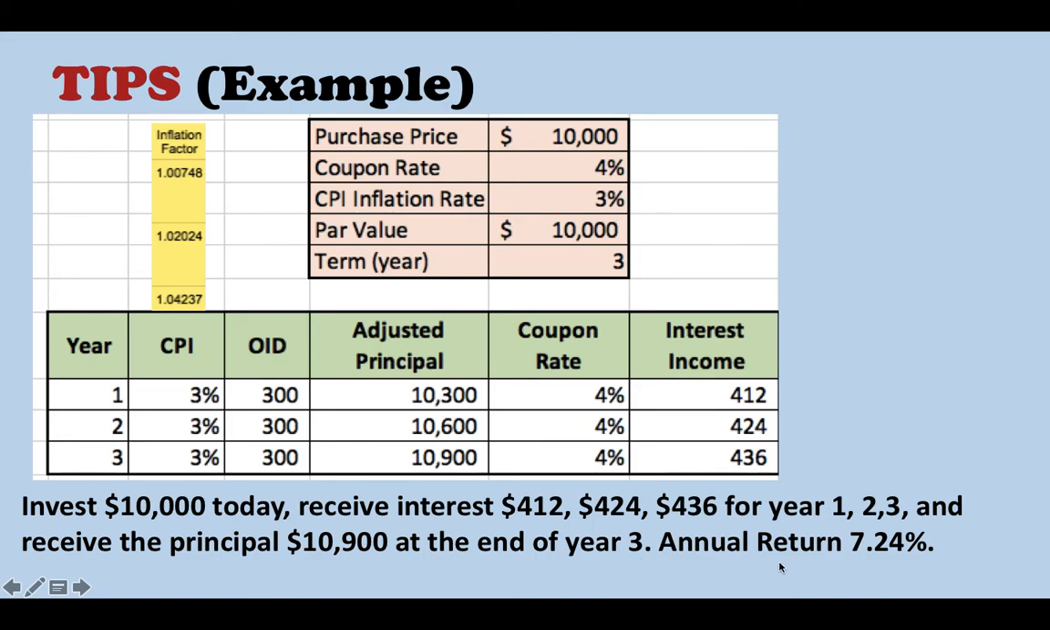So your annualized return for the 3 years is 7.24%, compared to 4% previously. So with the TIPS, you can see the principal and the interest payment rise with inflation. This is the principal, and this is the interest income. They both rise with inflation.